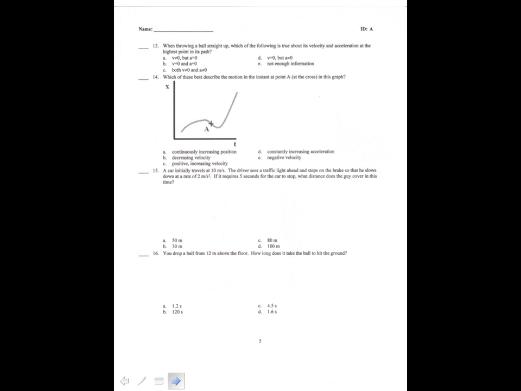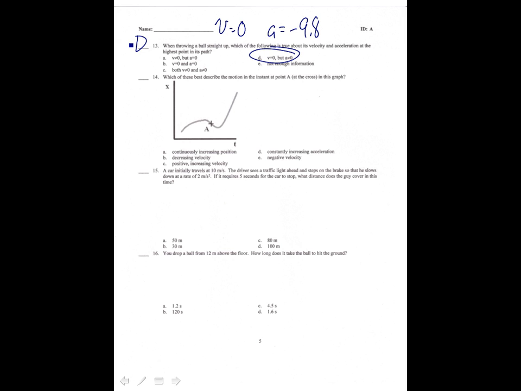Alright, when throwing a ball straight up, which of the following is true about the velocity and acceleration at the highest point in its path? We know at the highest point that the velocity equals 0, it comes to a stop, but that the acceleration is always equal to minus 9.8. So the correct answer is D.